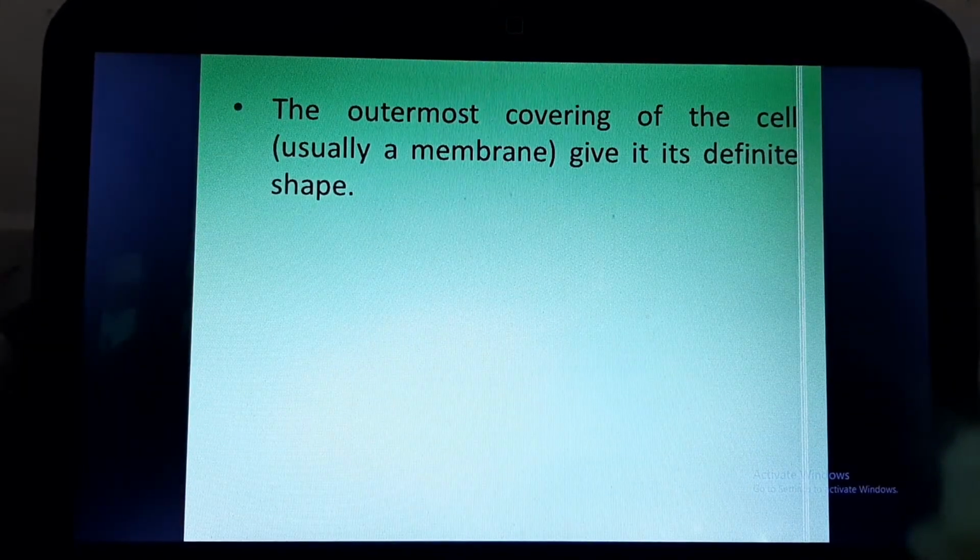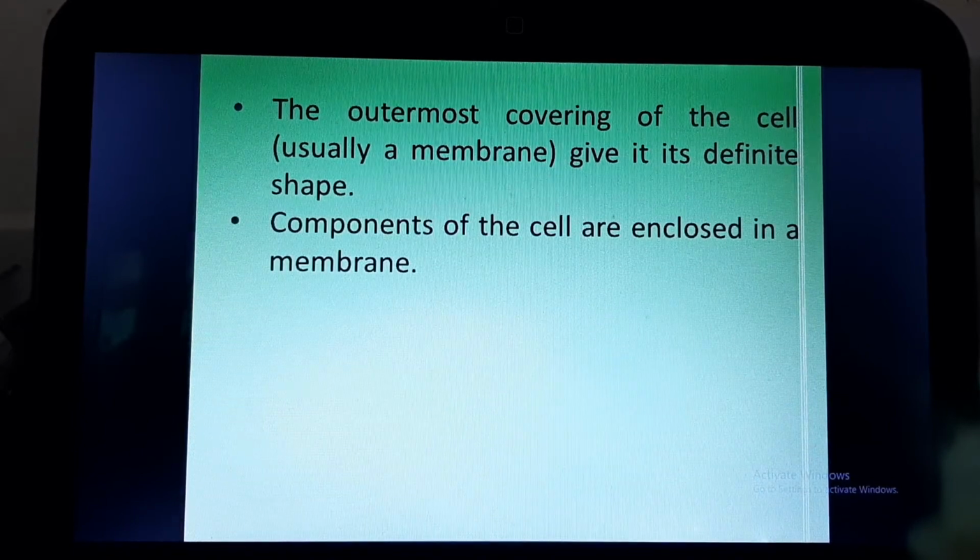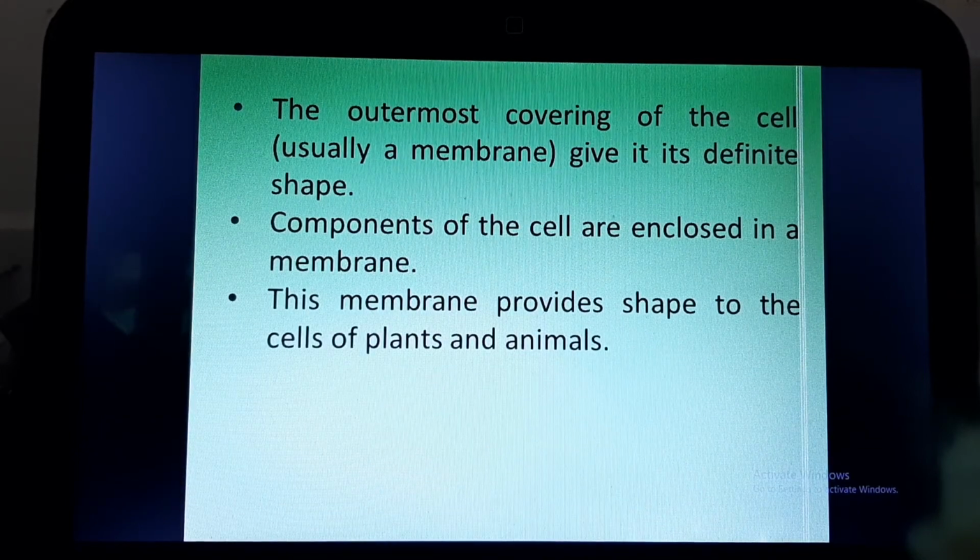The outermost covering of the cell is called the membrane, and it gives it a definite shape. If a cell is of a definite shape, like if it is spherical, long branched, or spindle shaped, why is it looking like that? Because the outermost covering of the cell, which is called the membrane, is giving it that shape. Now the components of the cell, that means the parts of the cell, are enclosed in that membrane. This membrane provides shape to the cells of plants and animals.